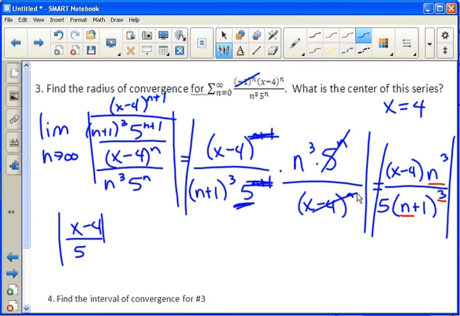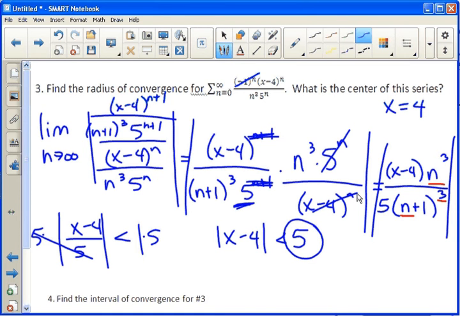Now what the ratio test claims is that if your limit is less than 1, you converge. So we need to figure out when this is less than 1. Remember, you can simplify within absolute value by multiplying or dividing. So I can multiply both sides by 5 here and get rid of that, and I see absolute value of x minus 4 is less than 5. And that's as much simplifying as I can do, so this is my radius of convergence. That means I can go up 5 or down 5 from my center and still converge.